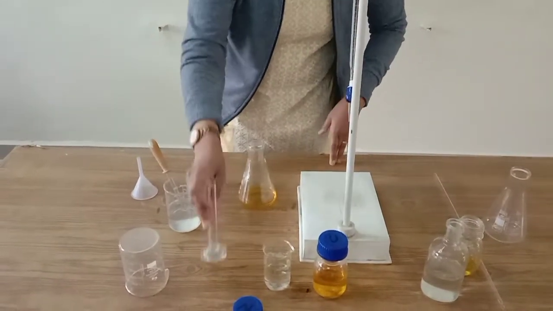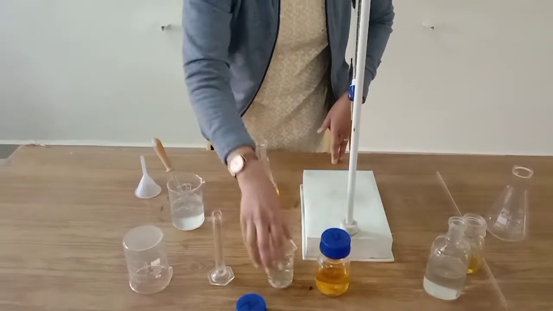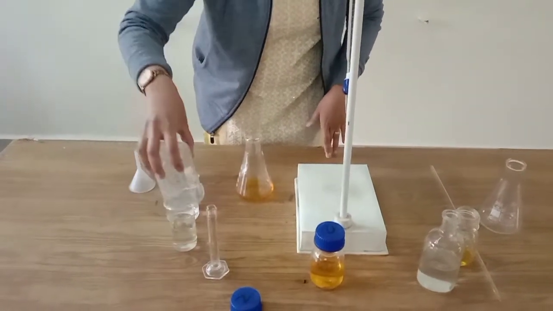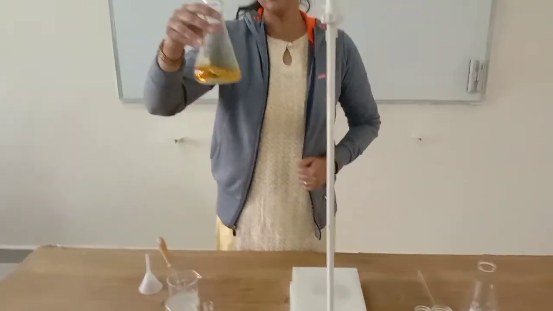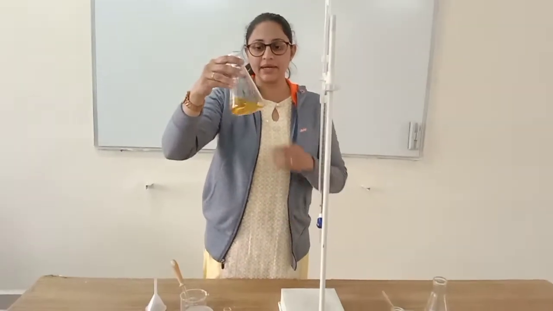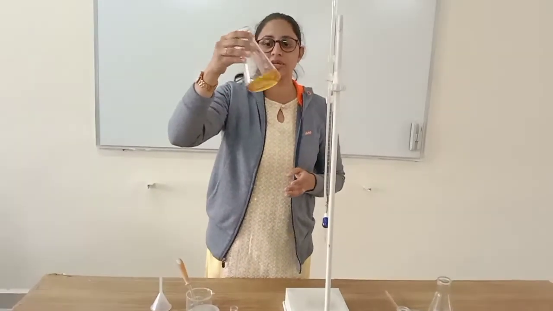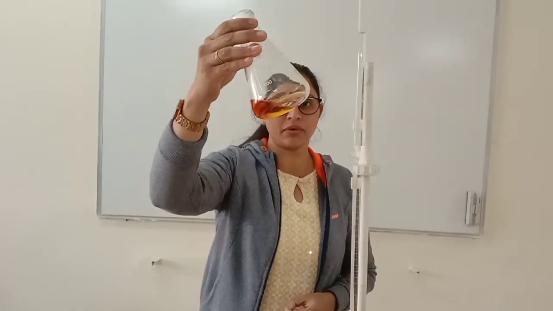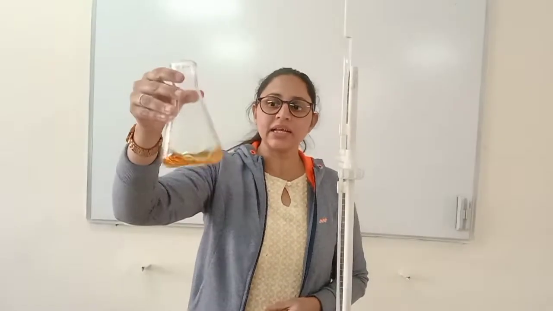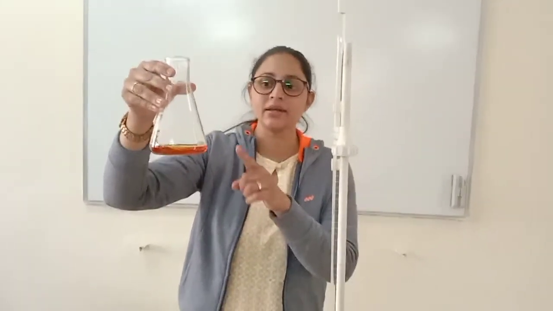This potassium iodide is the source of iodine in the solution. We are going to shake this. When iodine is released or liberated, we will observe a color change. As you can see, a reddish brown color is formed. This is the indication that iodine is liberated from the potassium iodide solution.